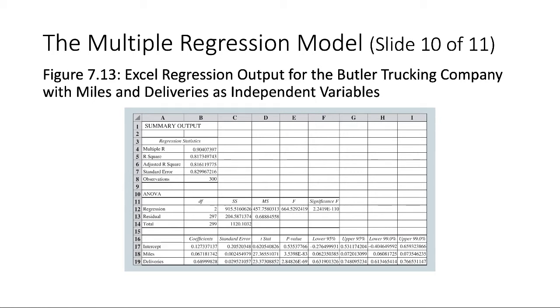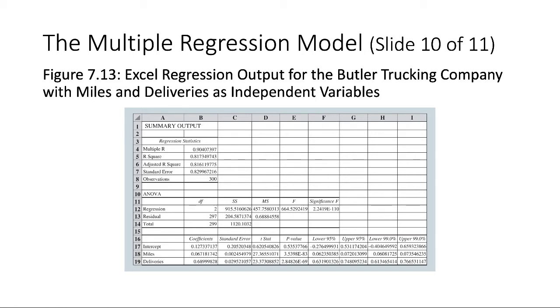But in the Excel output, as shown in the screenshot, the label for the independent variable x1 is miles, that is in cell A18, and the label for the independent variable x2 is deliveries, that is in cell A19. The estimated regression equation is y equals 0.1273 plus 0.0672 times x1 plus 0.6900 multiplied by x2. So how do we interpret this regression equation?